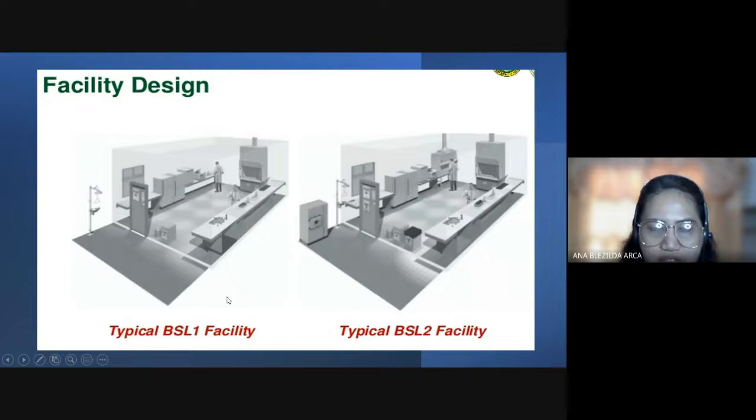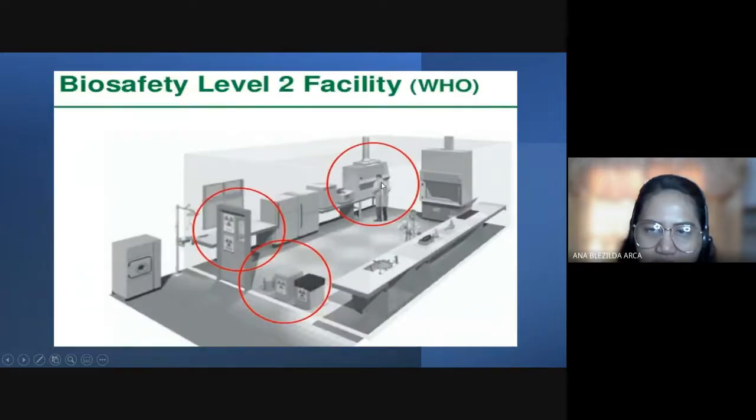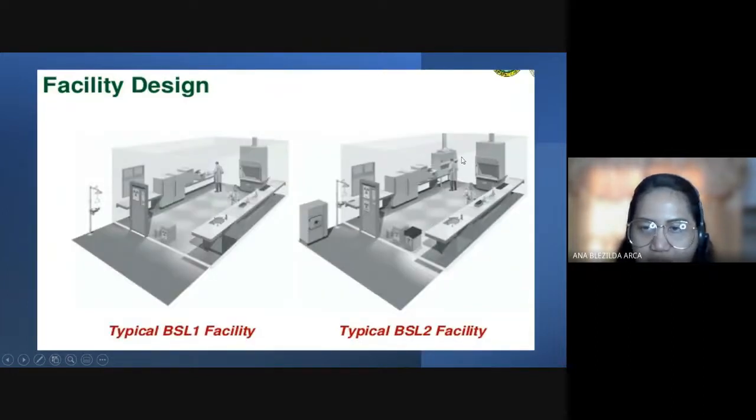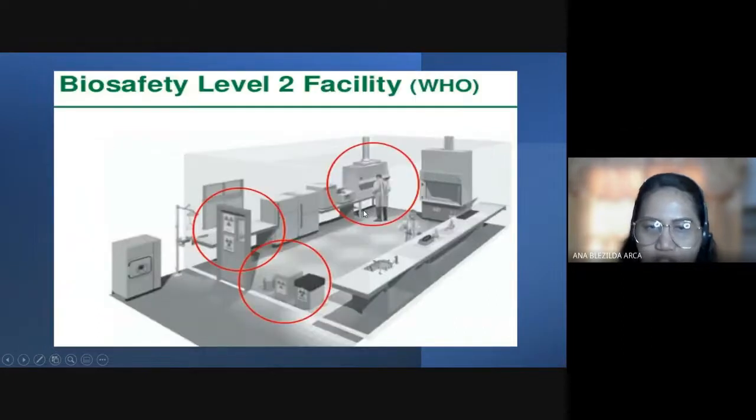Now, this is the difference between level 1 and level 2. When you say level 1, as you can see, it only has a fume hood for chemicals. It has no biosafety cabinet. It has no waste disposal for infectious microorganisms. It also has no signages for infectious microorganisms. Okay? This is the level 2 facility. If you look at the level 2 facility, it already has a biosafety cabinet, waste disposal for infectious materials, and signages for infectious agents. Like this one. That is the difference. Okay?